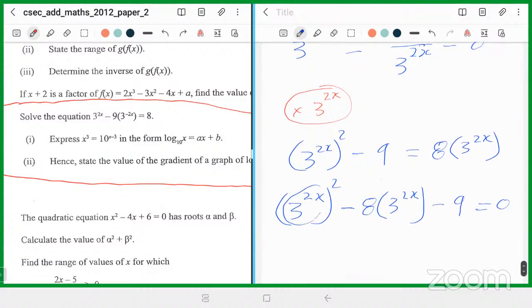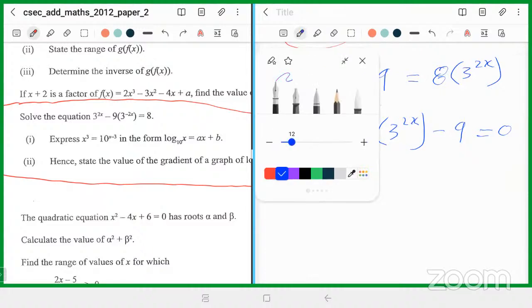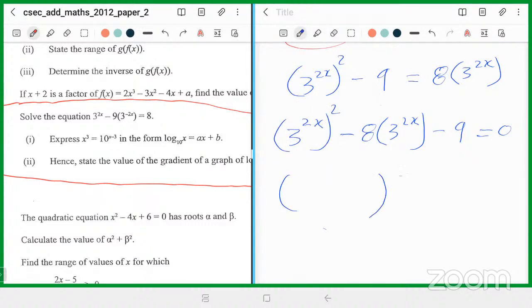So this 3 to the 2x is my variable. It's a quadratic in 3 to the 2x. Could be written as y squared minus 8y minus 9 equals 0, where y is 3 to the 2x. All right, that is it. But I'm not going to call it y. I'm just going to work with the 3 to the 2x and factorize it. So when I factorize it, it becomes two brackets equals 0.